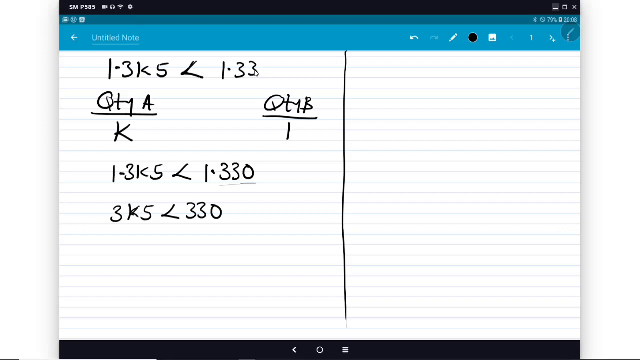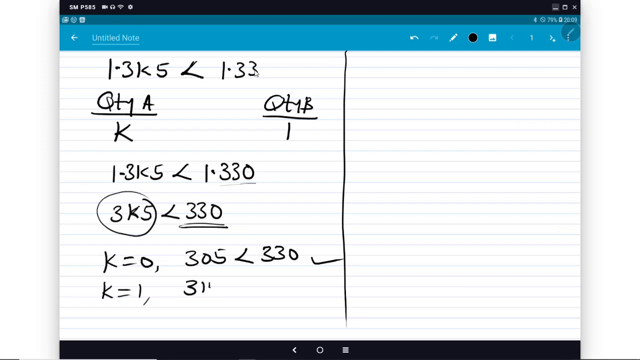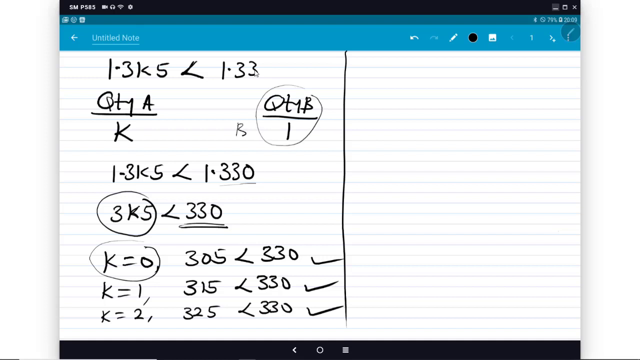So, what do you think my K should be such that this number will be less than 330? And don't forget, my K is a digit, it's a number here, so it must be a non-negative number. So that means my K could be 0, so that I will have 305, of course, which is less than 330. So this is possible. My K could be 1, so that we have 315, which is less than 330. Very possible. My K could be 2, which is 325, which is also less than 330. Very possible. So it means my K could be 0. And if it is 0, that means my quantity B is greater.